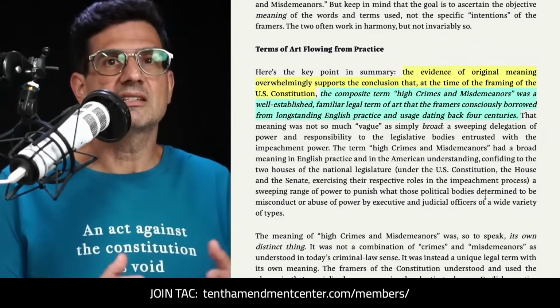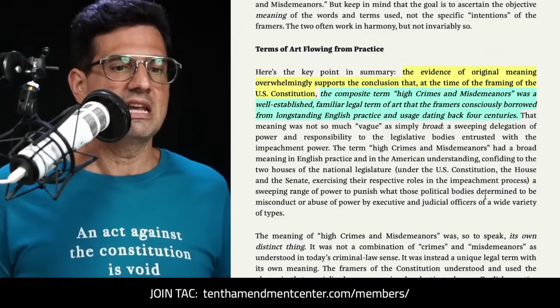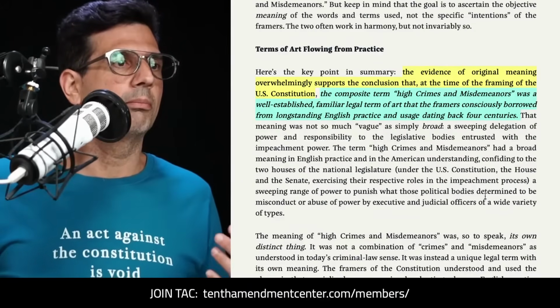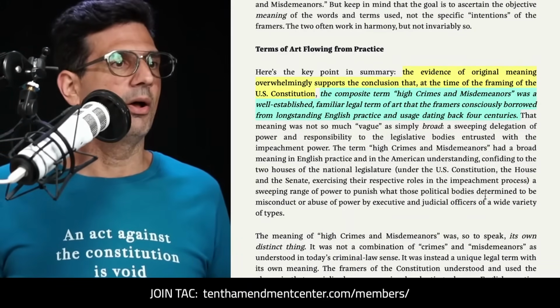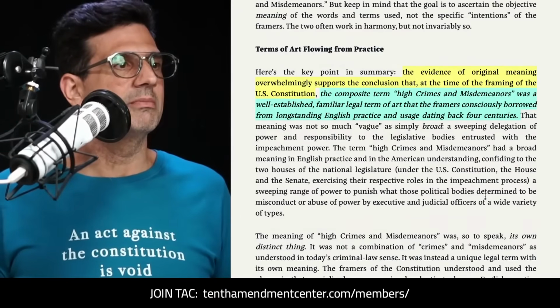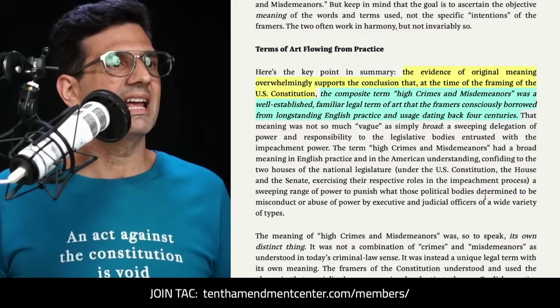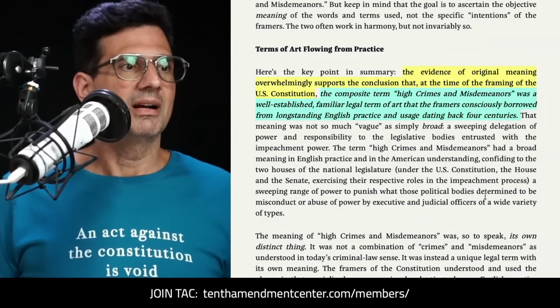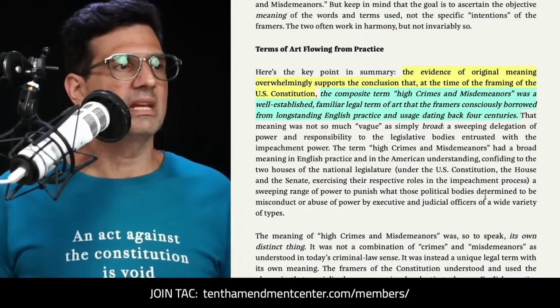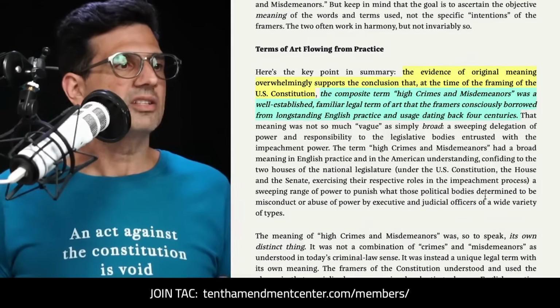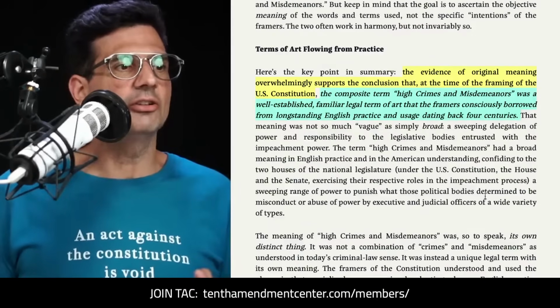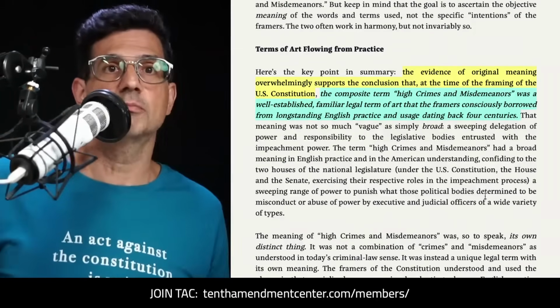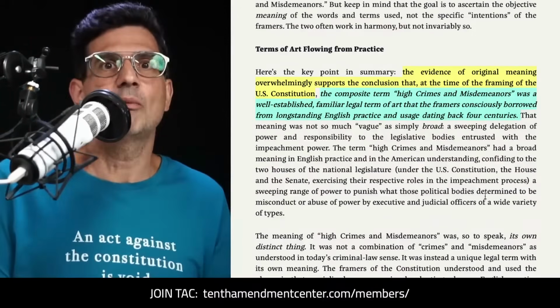And first, these 3 layers of his history. First, the English or British inheritance. And back to Paulson, he said the evidence of original meaning overwhelmingly supports the conclusion that at the time of the framing of the Constitution, the composite term, high crimes and misdemeanors, was a well-established, familiar legal term of art. So this was well understood. People knew what this phrase meant.